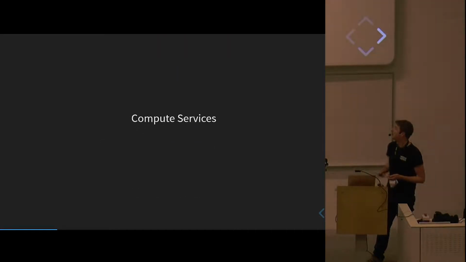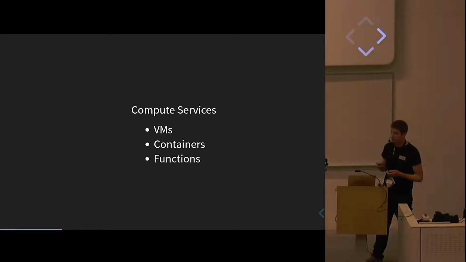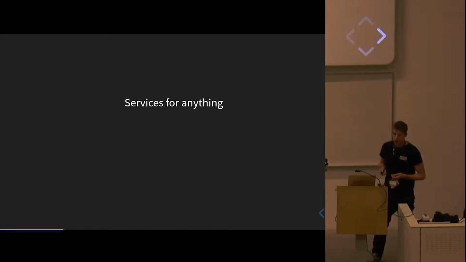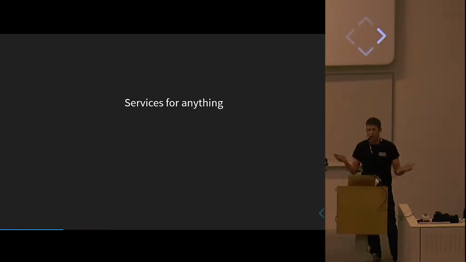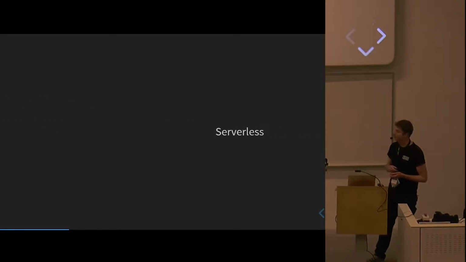So when you do compute on cloud, you have VMs, also called infrastructure as a service, which would be something like your EC2 instance. Or containers, which is the new thing. You can do Docker or Kubernetes on AWS and all the big platforms. And something relatively new, it's been there for a few years, but it's getting some traction now: functions. They refer to it as functions as a service, or FaaS. And also on the cloud you have services for everything. So you have storage and databases, queues, and whatever you can think of, there's a service that can do what you want.